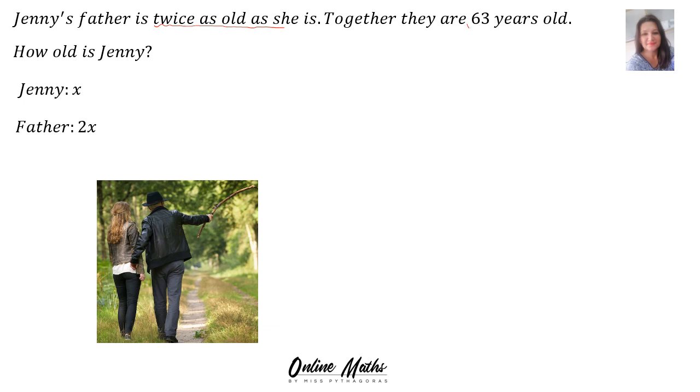And then now here comes the equation. Together they are 63 years old. Therefore, we can say Jenny plus her father equals 63. Jenny was x and the father 2x equals 63. And there's your equation. Now you can add your like terms on the left. x plus 2x is 3x is equal to 63.